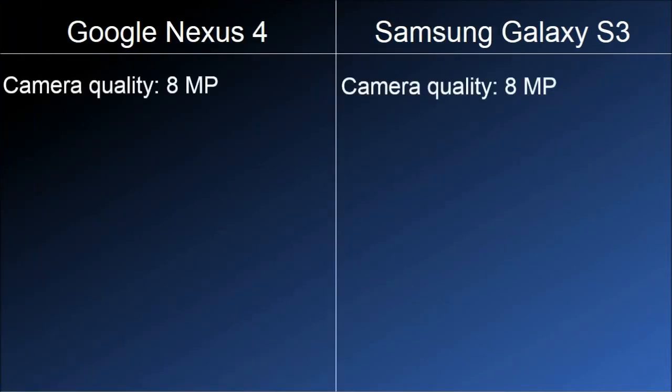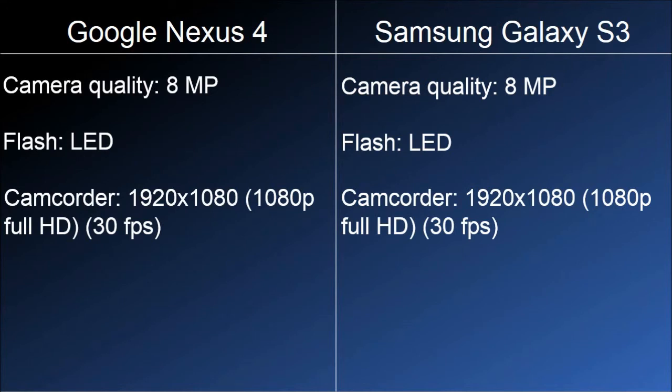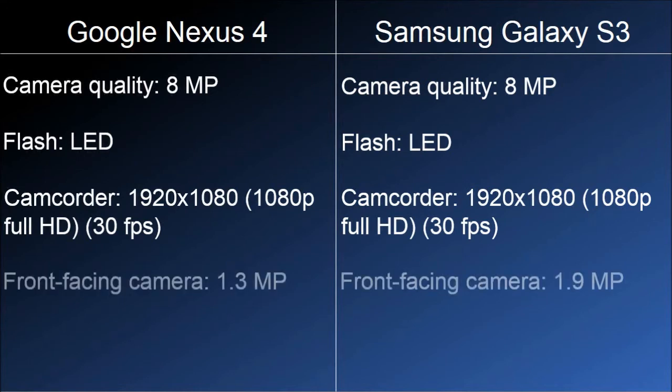In terms of camera quality, both have 8 megapixel cameras, both have an LED flash, and both record in 1080p Full HD at 30 frames per second, whereas the S3 has a slightly better front-facing camera at 1.9 megapixels compared to the front-facing camera of 1.3 megapixels on the Google Nexus 4. Now, personally, I don't think these stats mean a lot in terms of cameras, because software can affect it, and the lens aperture size, things like that.